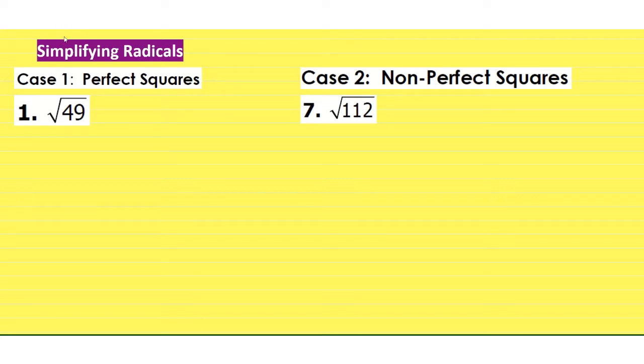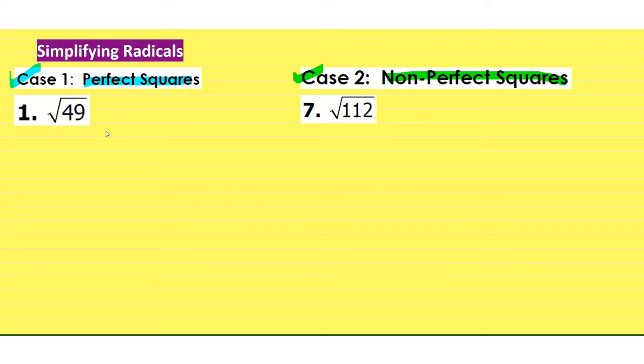We have two different cases. Case 1 is where we have perfect squares, and case 2 is where we have non-perfect squares. So we're going to look at the difference between the two.